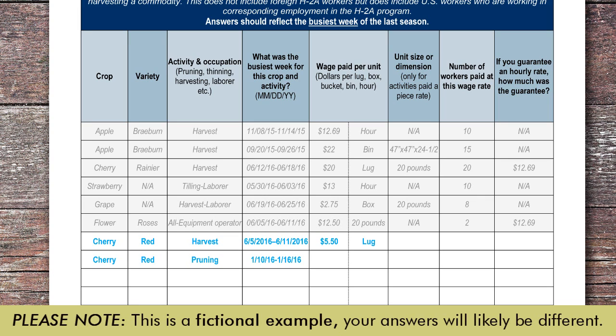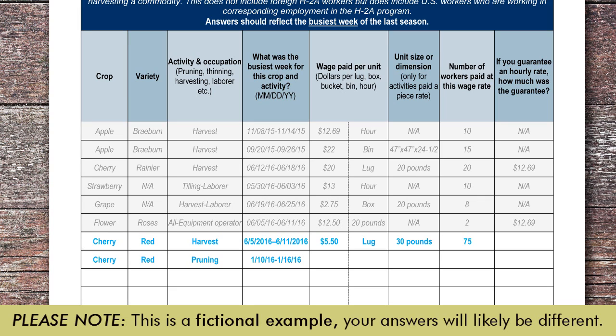Unit size or dimension. I have to figure out how big is a lug used for red cherry harvest. Since we use a 30-pound lug, I'll enter 30 pounds into the sixth column. Number of workers paid. During our busiest week, we had 75 seasonal and migrant workers harvesting red cherries. They were paid $5.50 per 30-pound lug. Remember, the question is about seasonal and migrant workers, not about the temporary foreign workers program under H-2A.